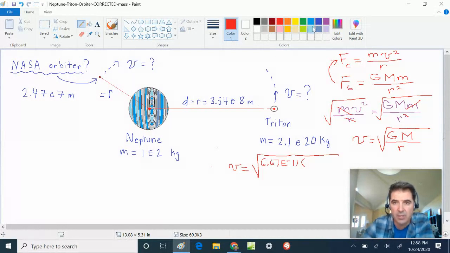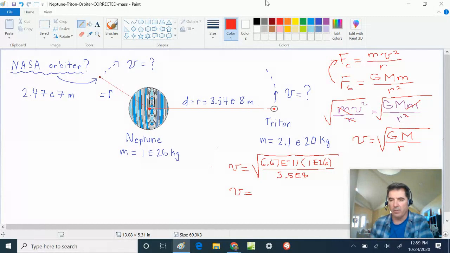So the mass of Neptune actually is 1 times 10 to the 26 kilograms. The Earth is something like 6 times 10 to the 24th kilograms. So this is many times more massive than the Earth. It's a gas giant, of course. And so the mass of Neptune is 1 E 26 kilograms divided by the radius, which is the radius of the orbit, which is 3.54 E 8.